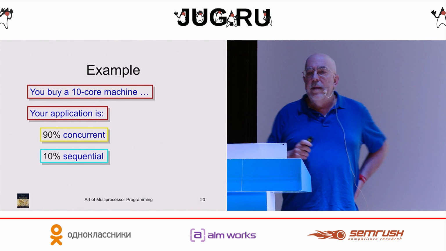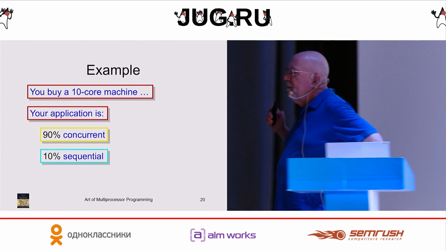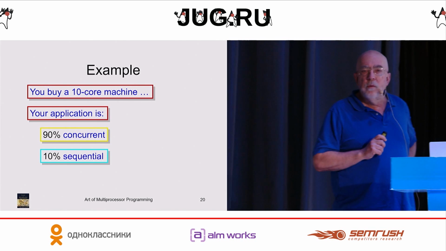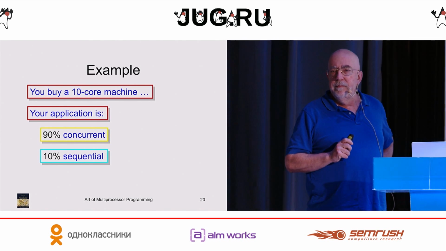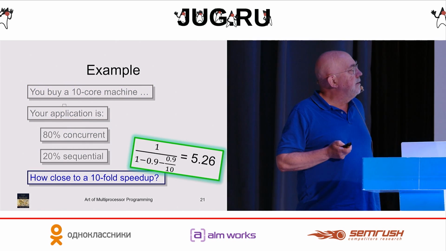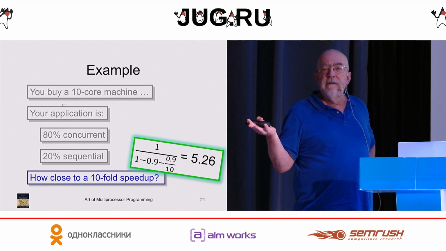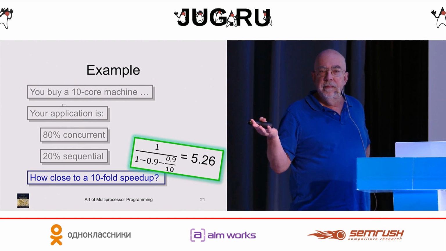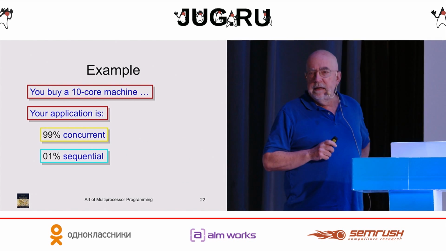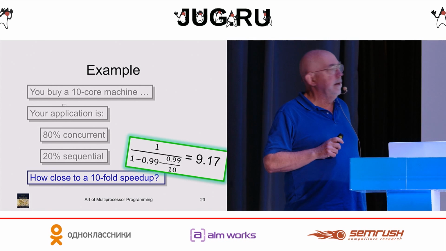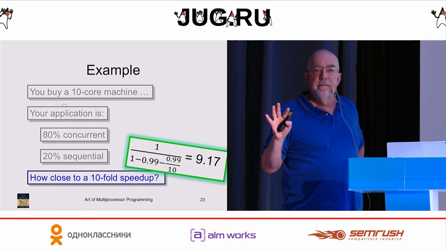So let's go back and force the programmers to do even more work. And then they come back and say, we finally made this 90% parallel. And I think you get the message. At 90%, you have 5-fold speed up. If you make it 99%, then you'll get 9-fold speed up, which is close enough.